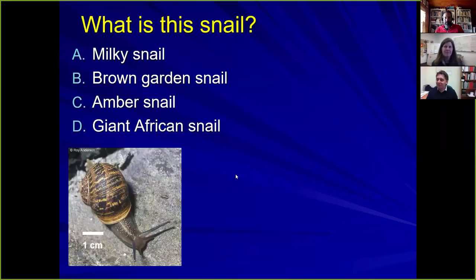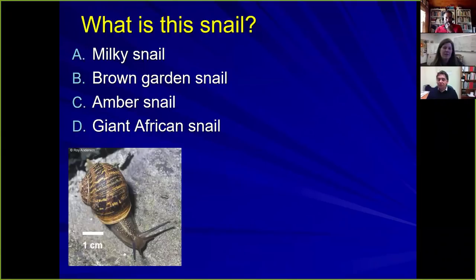Wow, very impressive, folks. Almost all of you got this right. Over 80% of you got this snail. And this is indeed the brown garden snail, sometimes called the European brown garden snail. It is, without question, one of the most damaging snail species we've got in the United States. It's a major pest in plant nurseries, but it also thrives in most urban and suburban areas as well.